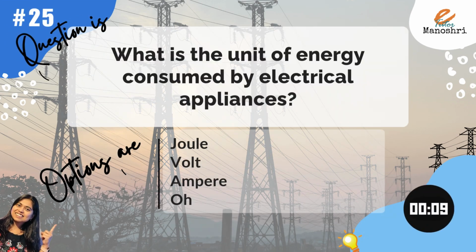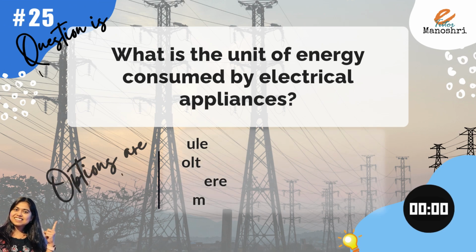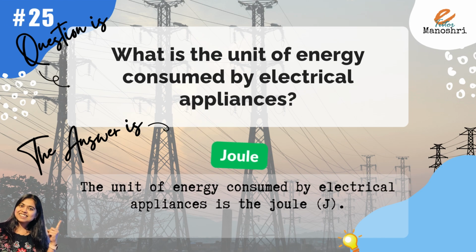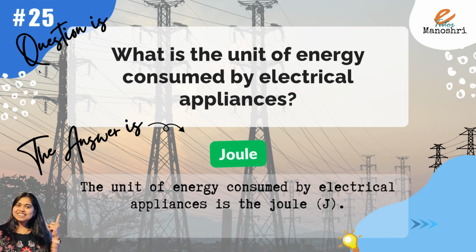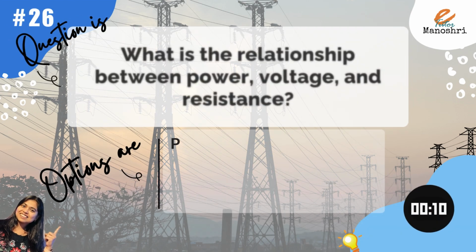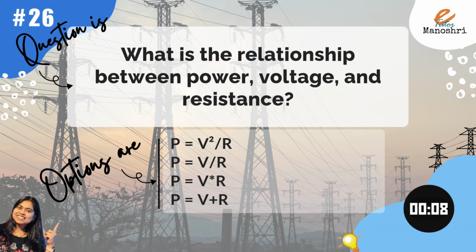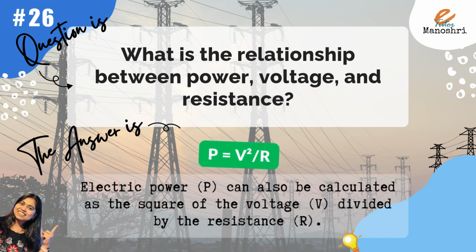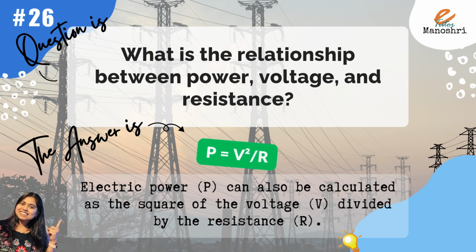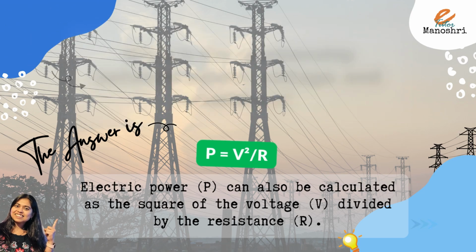What is the unit of energy consumed by electric appliances? The unit of energy consumed by electric appliances is the joule. What is the relationship between power, voltage, and resistance? Electric power can also be calculated as the square of the voltage divided by the resistance.